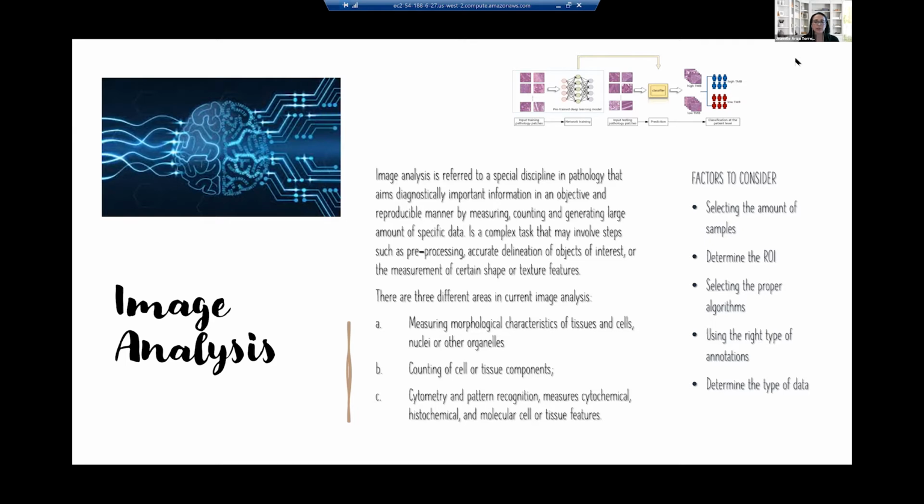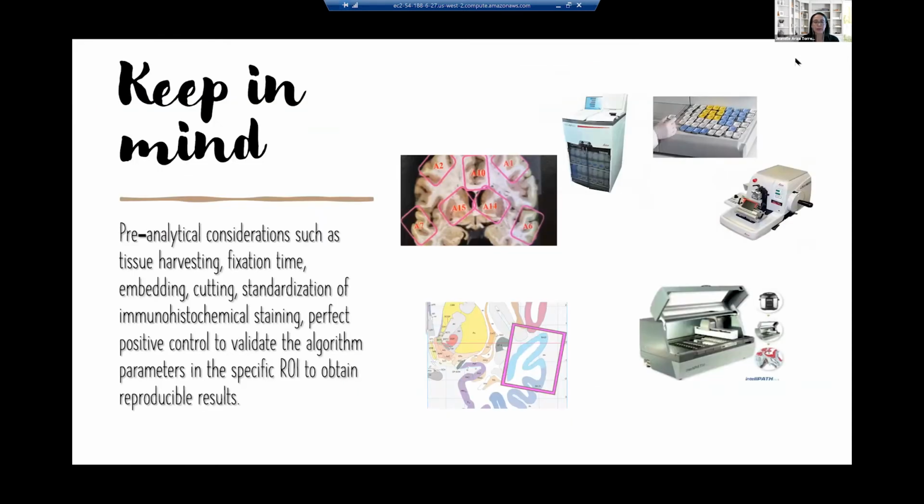So there are factors that you have to consider before doing the image analysis. Selecting the amount of sample that you want to do for your study, determining the region of interest, selecting the proper algorithms, using the right type of annotations, and also determining the type of data you want to get. Keep in mind that you need not only to determine those factors, but you have to get a very specific quality of tissue to be analyzed.